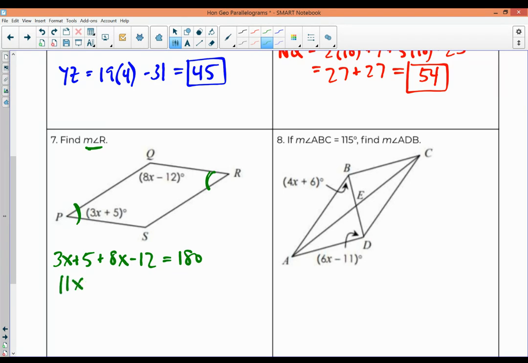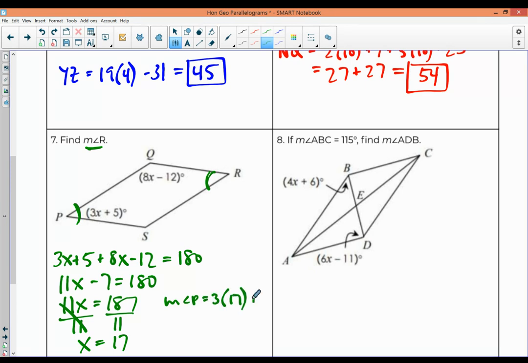So I combine like terms. And then I get 17 for x. And since I don't have an expression for R, I'm going to have to use the expression for angle P. So the measure of angle P is 3 times 17 plus 5. 51 plus 5, 56 degrees. Make sure you watch your units.